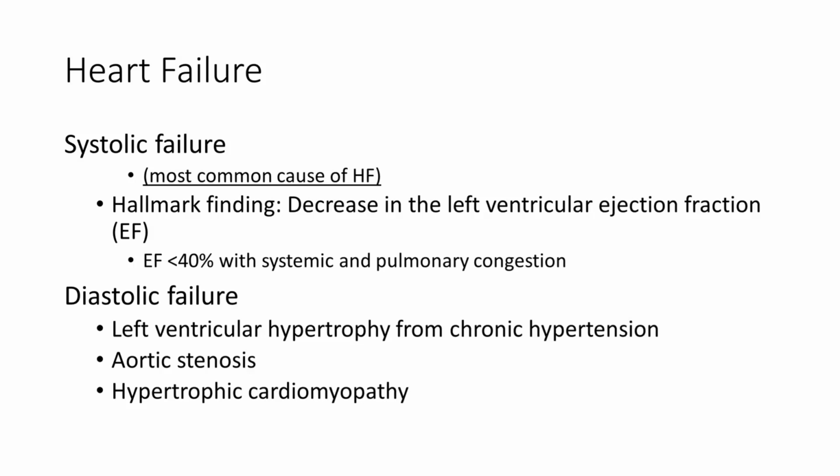So in this case, we're going to define it as an EF of less than 40% with systemic and pulmonary congestion, and notice it's both, even though this is mostly a left-sided problem, because if you have left-sided, you generally have right-sided. So if I had 100 milliliters of blood in that left ventricle, I'm only pushing out 40 milliliters. So that means I have 60 left, and you still have more blood coming in from the atrium as well. That's just going to cause this continuous backup of fluids, and that's how you end up with the systemic and pulmonary congestion.